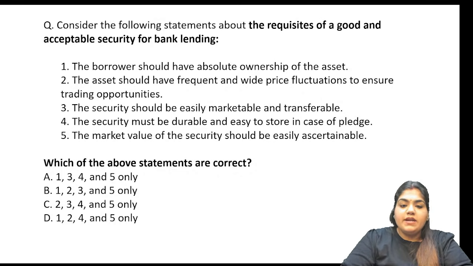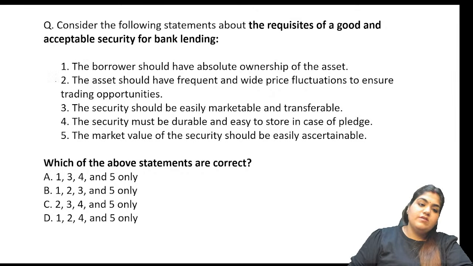Statement number 2 is incorrect. Assets with wide price fluctuations are not preferred. Statement number 2 is incorrect. Those are correct. That will give us A as the correct answer.